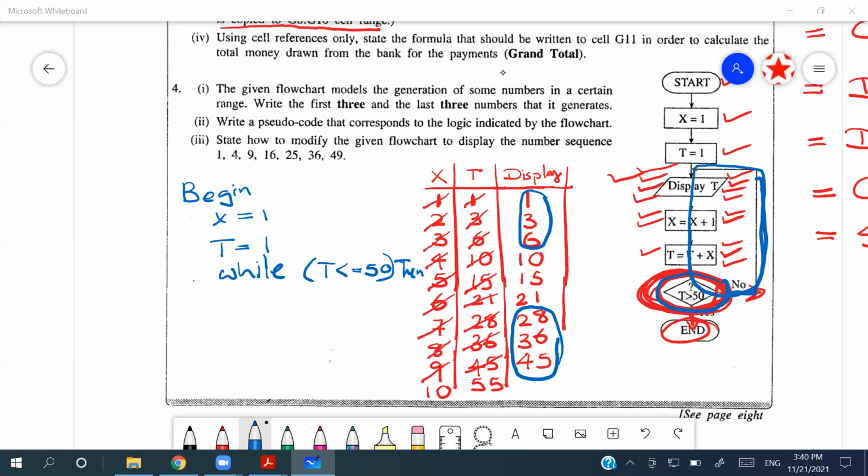Yes, yes, Saran, that is correct. Then you are going to say display t, x equals x plus 1, t equals t plus x. Then end while, then you can say end.